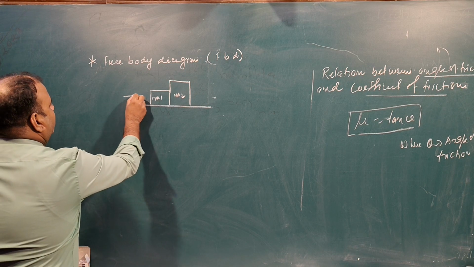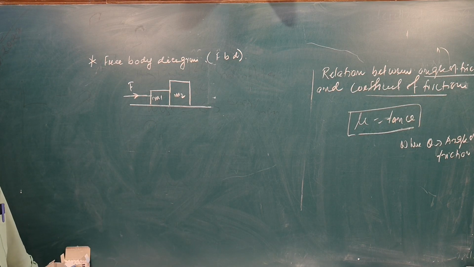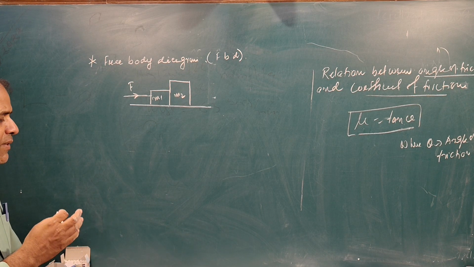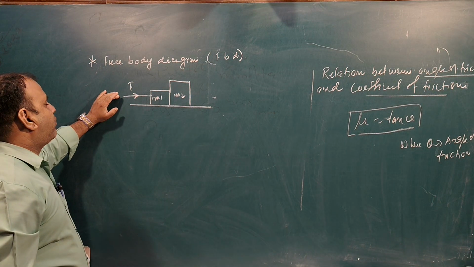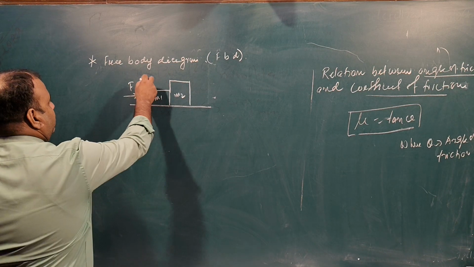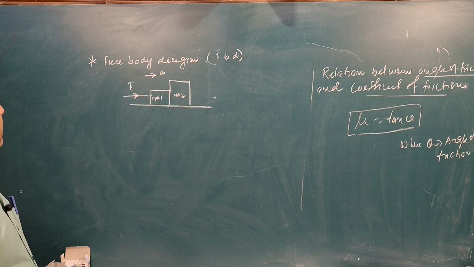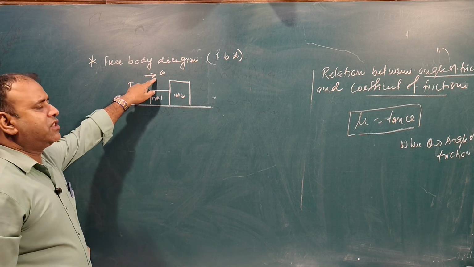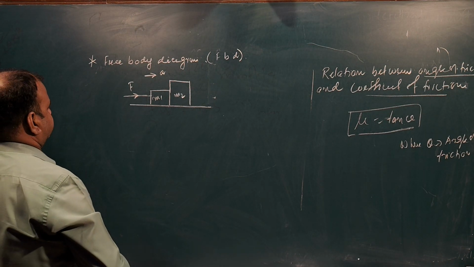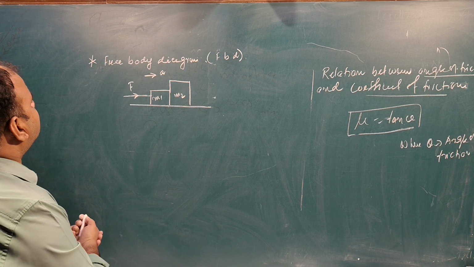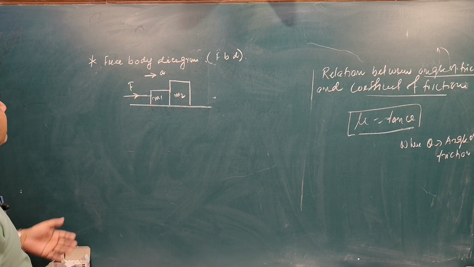Suppose an applied force F is acting on the object of mass M1. You remember, when a force is acting on the mass M1, the force direction is forward. So the acceleration of the body will also be in the forward direction. That means F is acting forward, so the acceleration will also be forward. So in this case, you remember, we have to make the free body diagram. What is the formula? What is the process? How can we make it free?